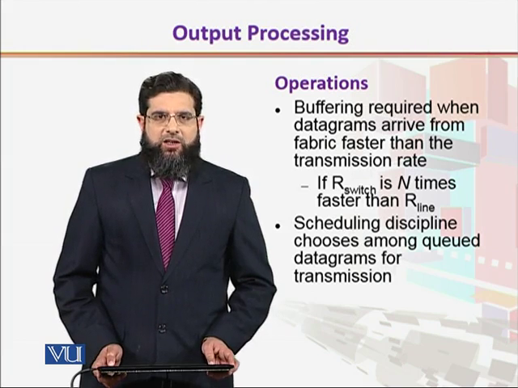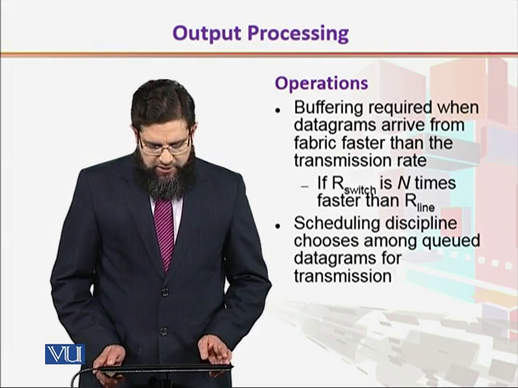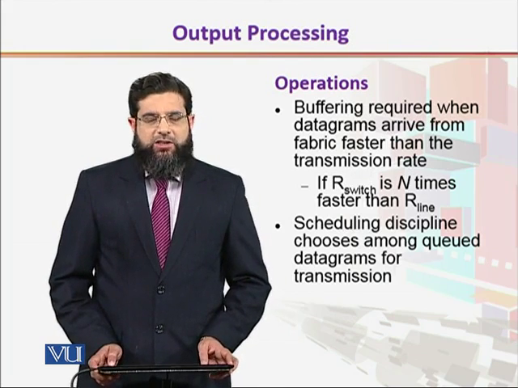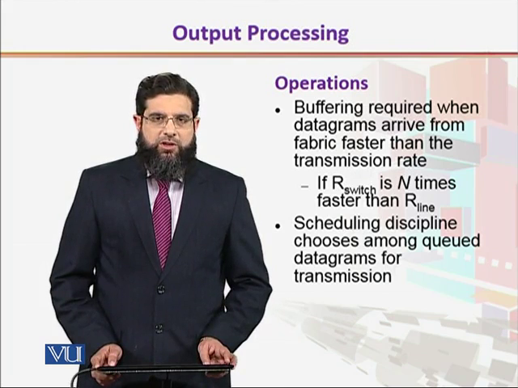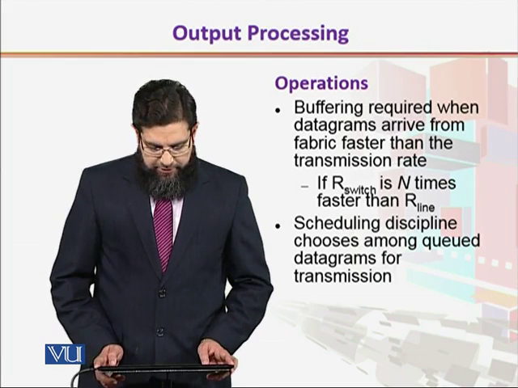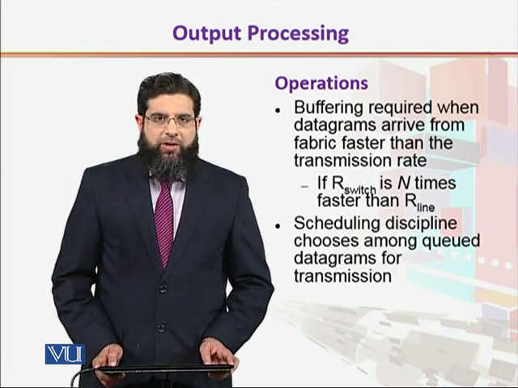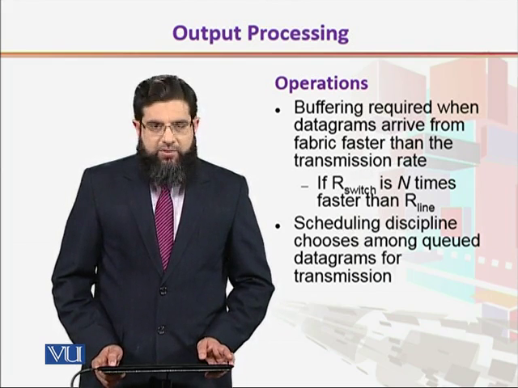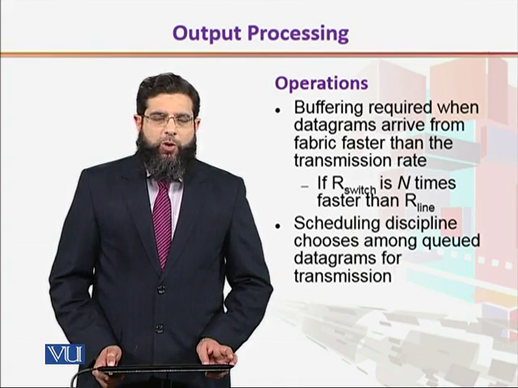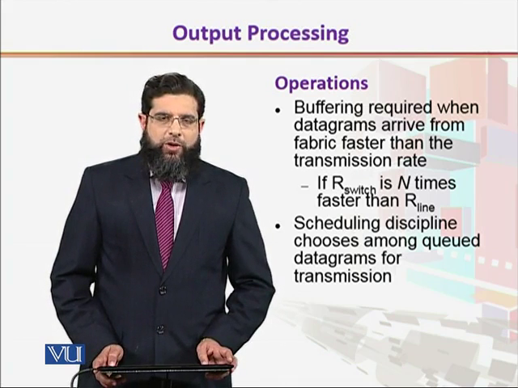Since the data rates are different, this buffering is going to happen at the output port. For instance, if our switch is n times faster than our line, that is, the switching rate at the switch is n times faster than that of the line, then buffering is bound to happen. The buffering could also become surplus or excessive if the scheduling discipline is not appropriately chosen. We'll talk about different queuing and scheduling disciplines which affect the input and output buffering performed at the router.